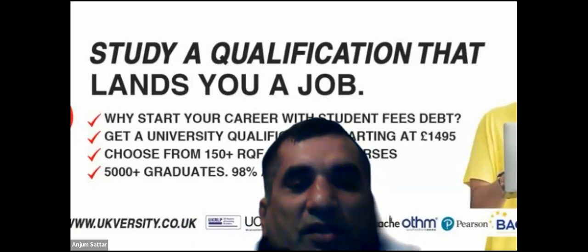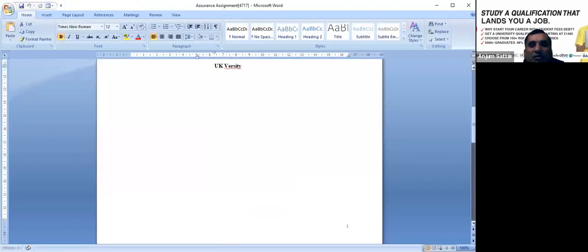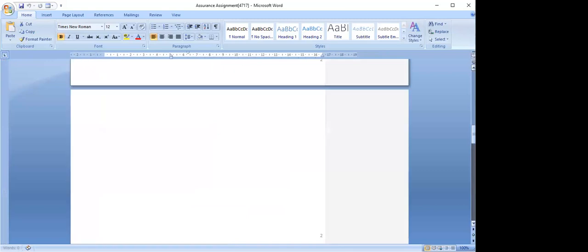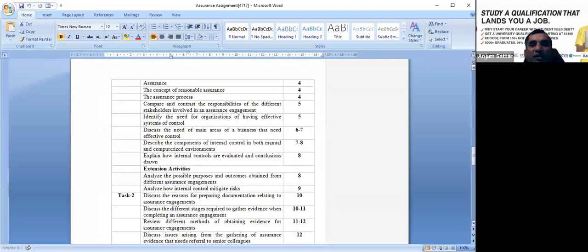Okay, so now we are there. Yes. So this is one of the sample assignments that will also help you. So you will see there how it can be done. Can you see all this? Yes. Okay. So please, this is the table of contents that has been prepared.